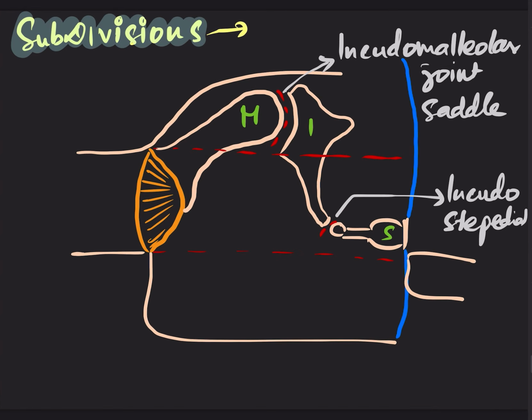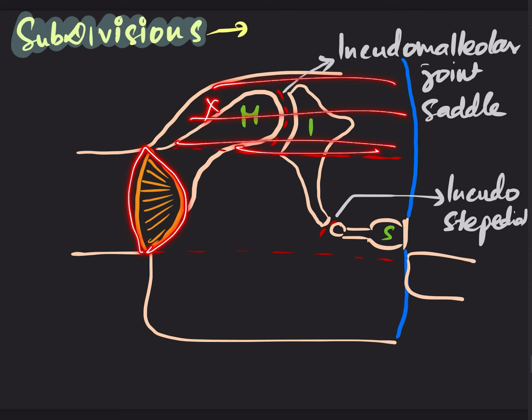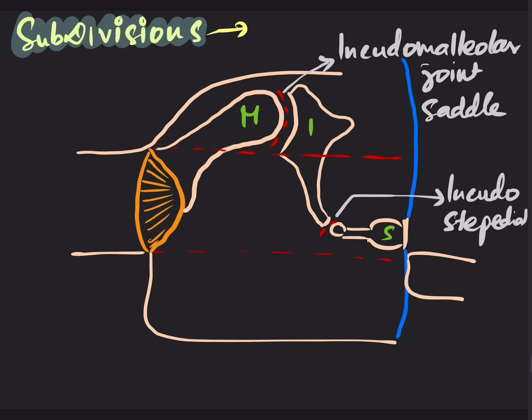Now coming to the subdivisions of the middle ear cavity. Whenever you look at this diagram, this is the tympanic membrane. The subdivisions of the middle ear cavity are made based upon the tympanic membrane. The part of the middle ear cavity above the tympanic membrane is called the epitympanum. The epitympanum is present above this part, this entire part, located above the tympanic membrane. Now what are all the contents?